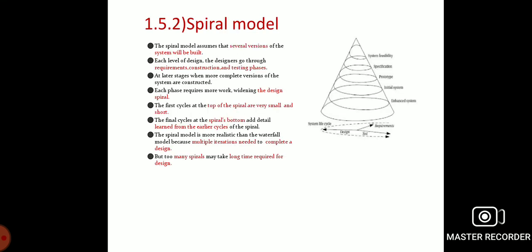Next one, the spiral model. The spiral model assumes that several versions of the system will be built. Each level of the design goes through the requirements, construction and testing phases. Each phase requires more work as the design spirals. The first cycle at the top of the spiral is very small and short, and the final cycle at the bottom adds detail learned from the earlier cycles of the spiral. The spiral model is more realistic than the waterfall model because multiple iterations are needed to complete a design. But too many spirals may take a long time to complete the design.